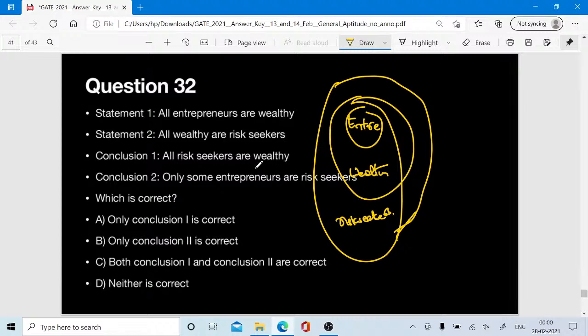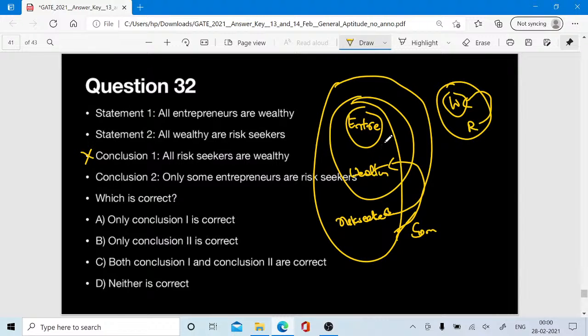All risk seekers are wealthy. Can I tell this conclusion, that all risk seekers are wealthy? No. Some risk seekers are wealthy, because W is like this and R is like this. Not all risk seekers are wealthy. So the first conclusion is wrong.